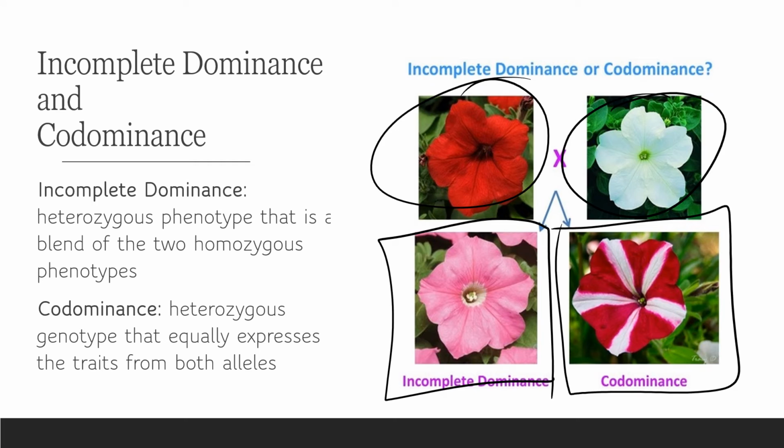For instance, if you have a chocolate lab and a white husky, you might get a dog that has patches of both chocolate and white fur, which is exactly what my husky lab mix has. So you get that codominance there. Incomplete dominance is more like if you have a parent with black hair and a parent with blonde hair, you might be born with light brown hair. So incomplete dominance is a blend, and codominance equally expresses those traits.